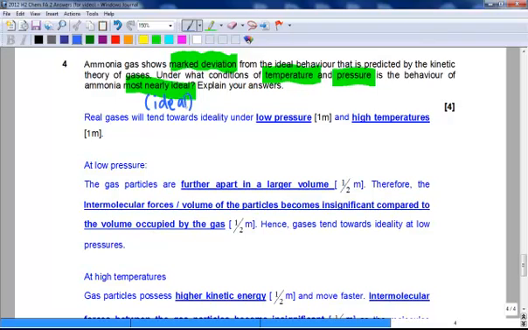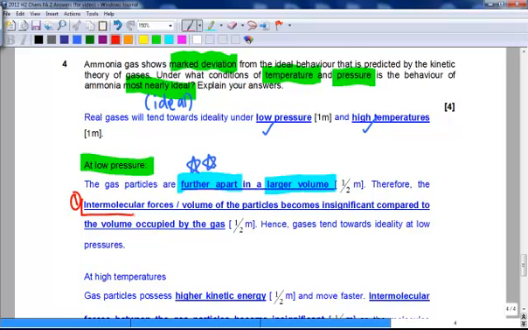Okay, so this part, all of you shouldn't have any problem. You should have low pressure and high temperature. So you need to explain. At low pressure, the gas particles are further apart in a larger volume. Okay, you need to mention this: further apart in a larger volume. Hence, you may either say the intermolecular forces. Please take note, you need the intermolecular forces become insignificant.